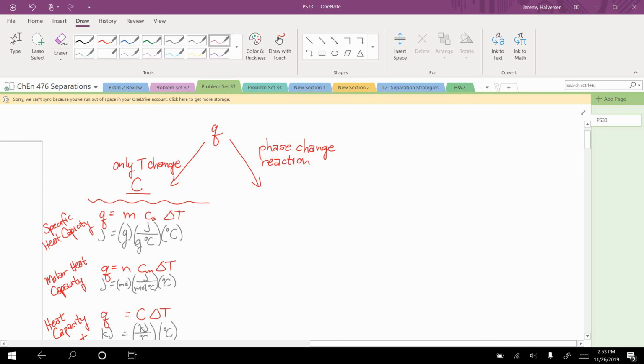Okay, for phase changes and reactions, we don't use a C value. A C value, again, relates heat to a change in temperature. For a phase change or reaction, we're going to use an enthalpy value, a delta H value.